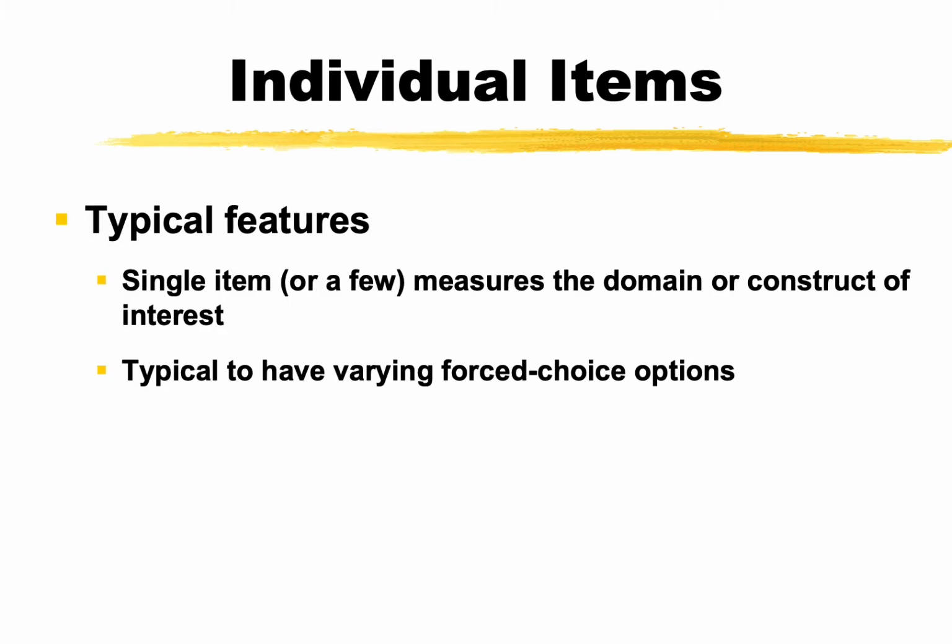In contrast to a scale-based measure or instrument is the example of measuring some type of domain with individual items. This can mean either a single item or a few items are used to measure the domain of interest. And because each item is scored individually, one can have variability in the types of options for the respondent.